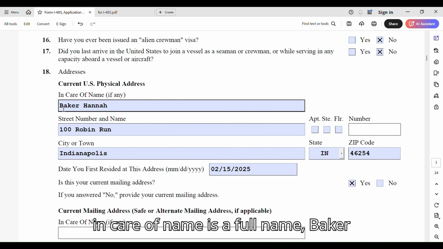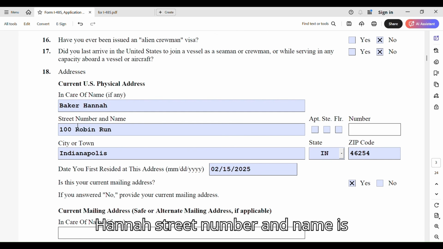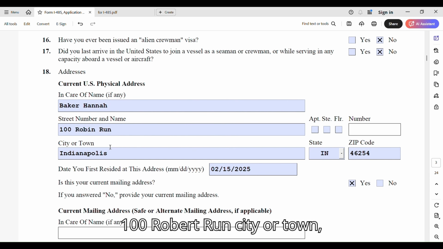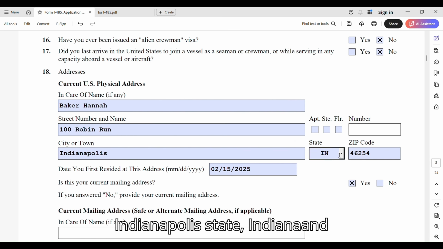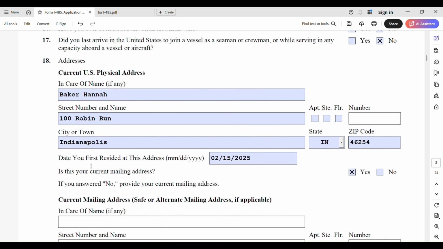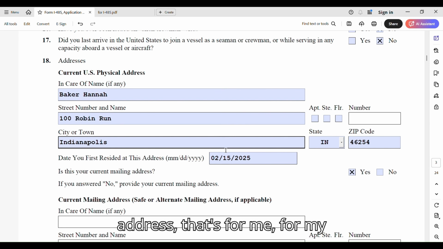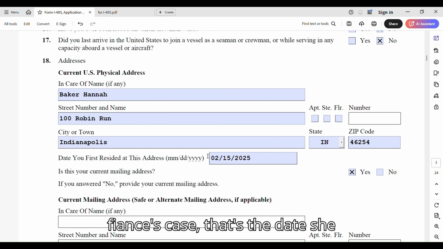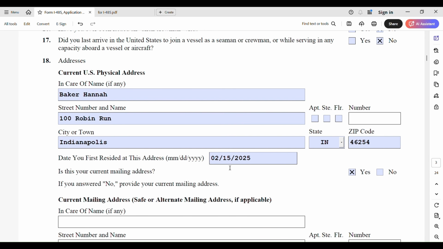In care of name is a full name, Baker Hannah. Street number and name is 100 Robert Run. City or town, Indianapolis. State, Indiana. And the zip code is 46254. The date you first resided at this address, for my fiancé case, is the date she arrived in the United States, which is February 15th, 2025.